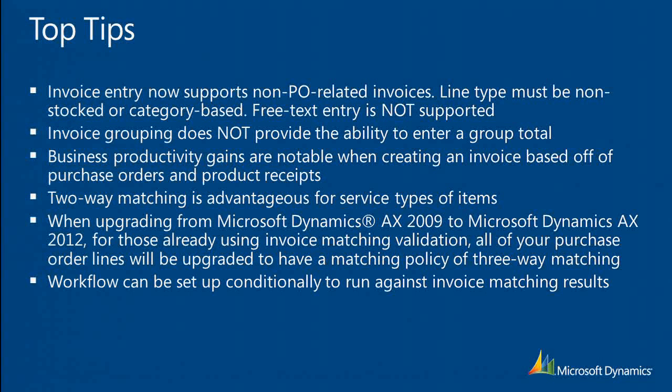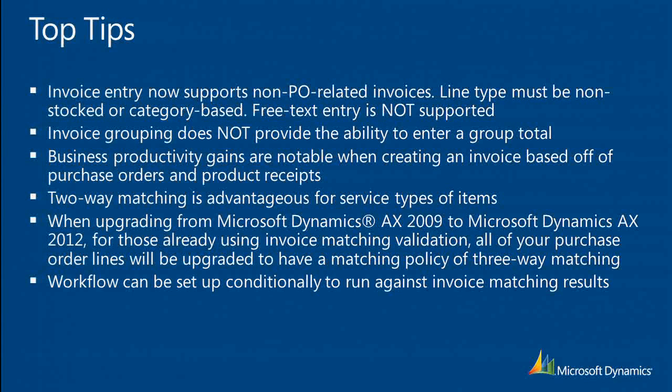Very handy, particularly for the service items. And when you upgrade from AX 2009, the matching policy will come forward on your PO lines, and it will automatically be set to three-way matching for you during that upgrade process. You can certainly change that if you want to take advantage right away of two-way matching. It's editable.